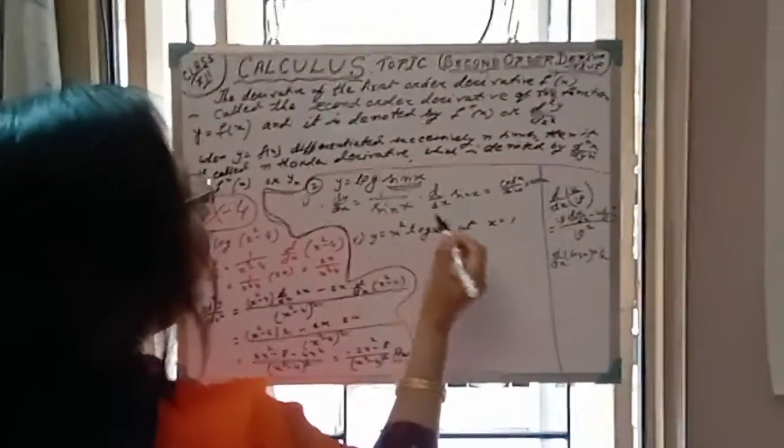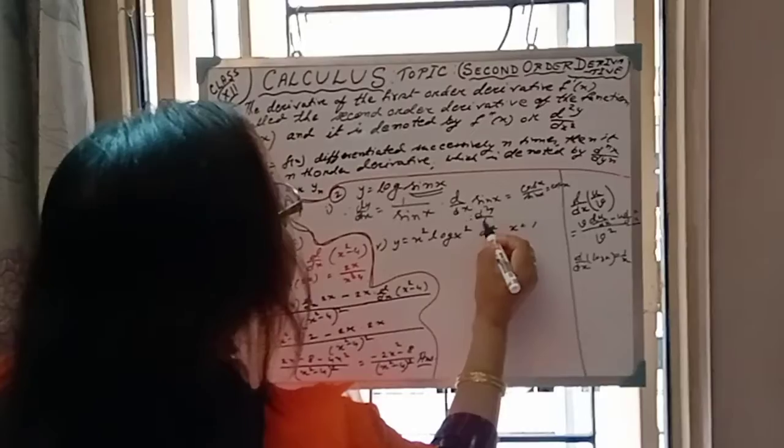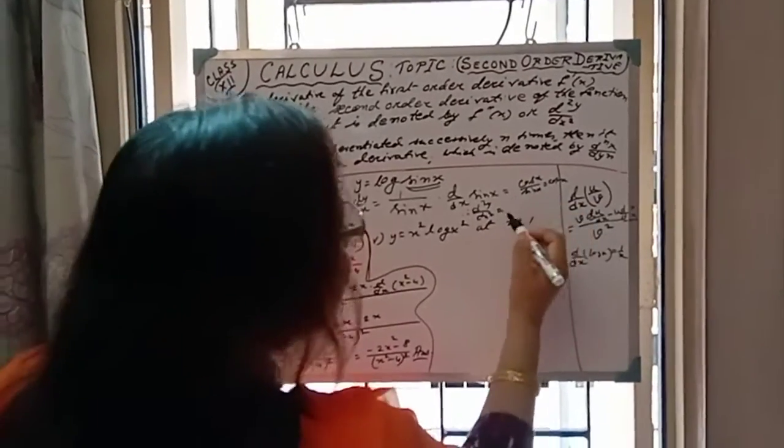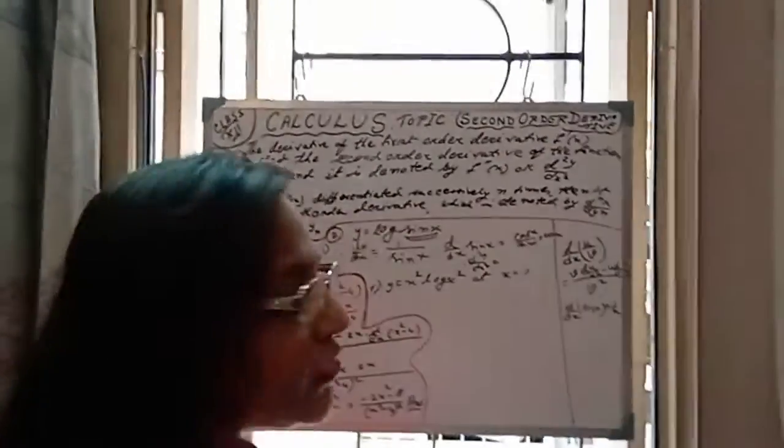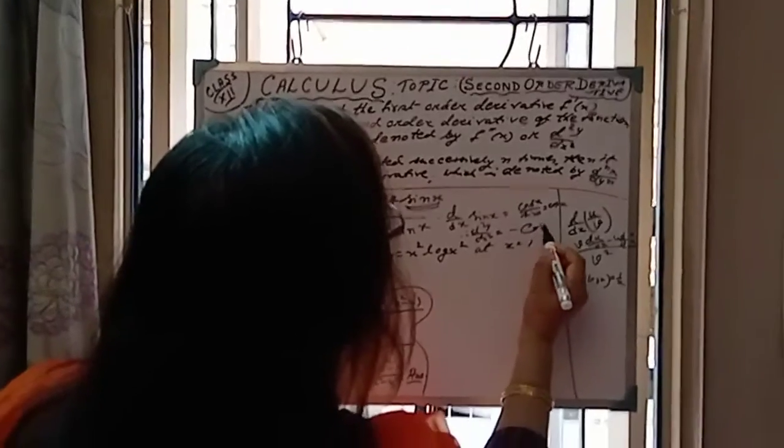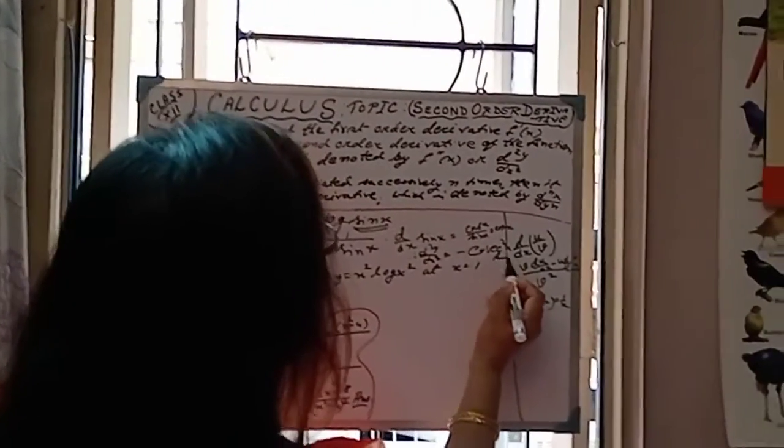Now d2y/dx2 means d/dx of cot x. d/dx of cot x is minus cosec square x. So this is the answer.